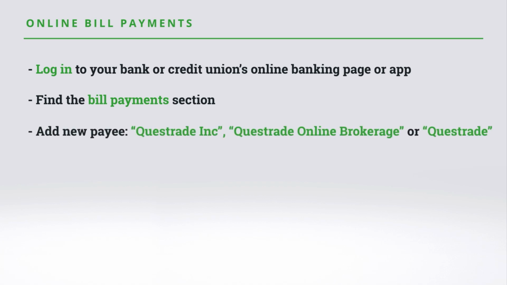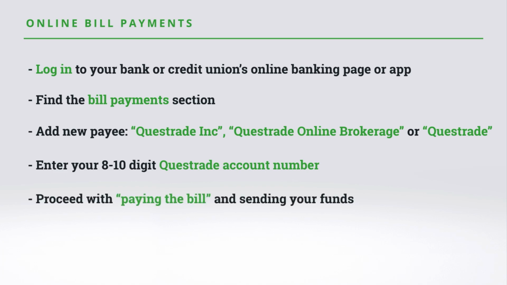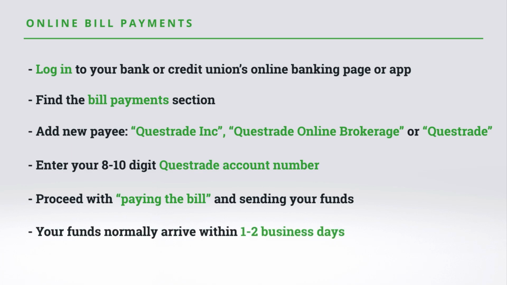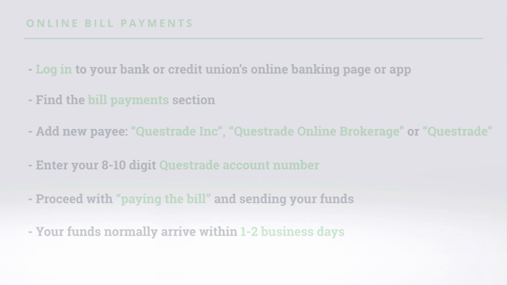Once you've logged in, navigate to the Bill Payments section, and from here, choose to add Questrade as a new payee. Depending on your financial institution, Questrade can be listed as Questrade Incorporated, Questrade Online Brokerage, or Questrade. Then, enter the account number on the account you would like to transfer to, select the amount you would like to transfer, and submit the payment. From here, most funds will be deposited within 1 to 2 business days.